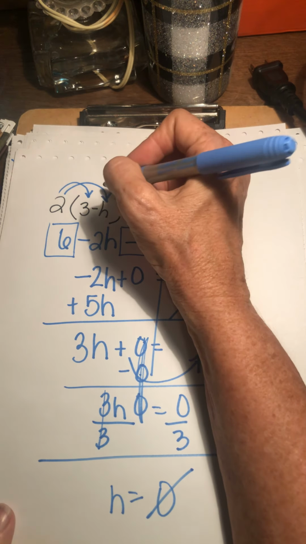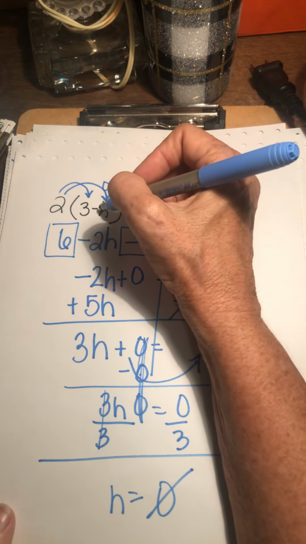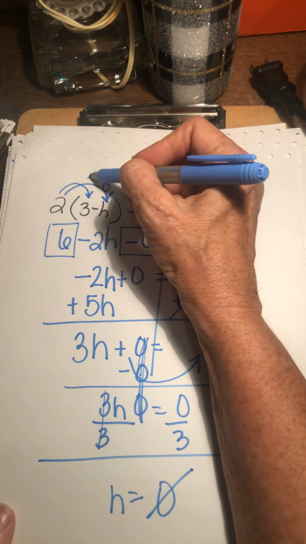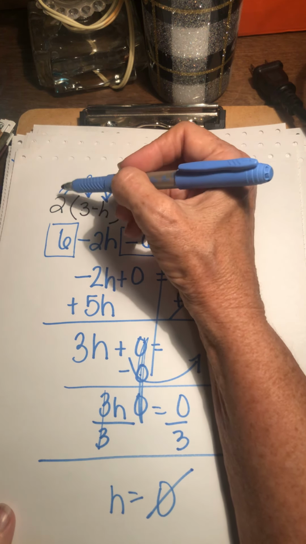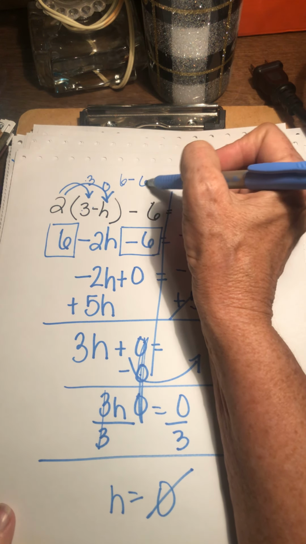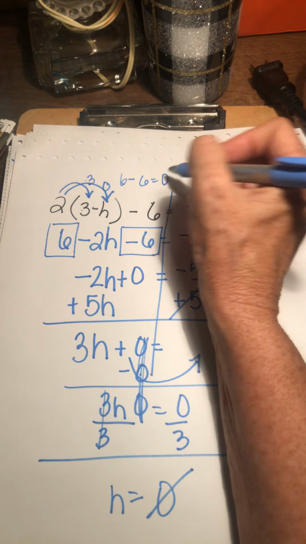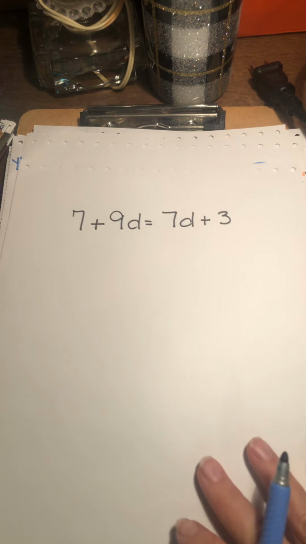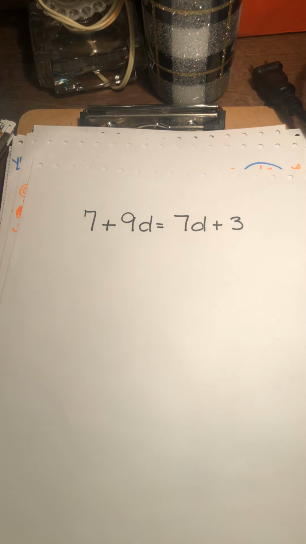If we come back and put a 0 here, 2, well, let's do this. 3 minus 0 is 3. 2 times 3 is 6. 6 minus 6 is 0. Like I say, I'm sorry, that wasn't a very good example. Here, you try this one, and I'll see you back here in a minute. I think this one's going to work out much better.